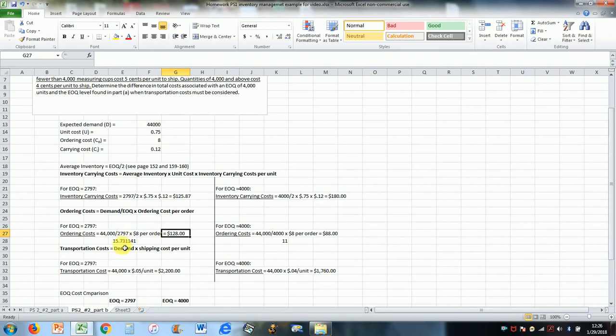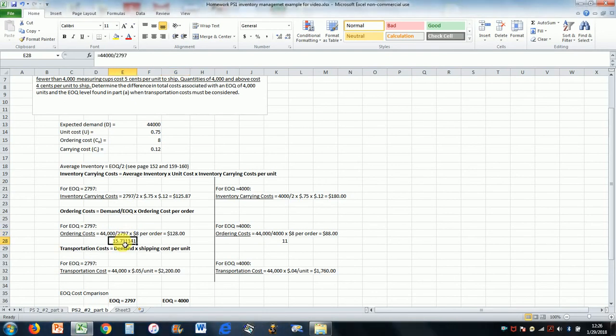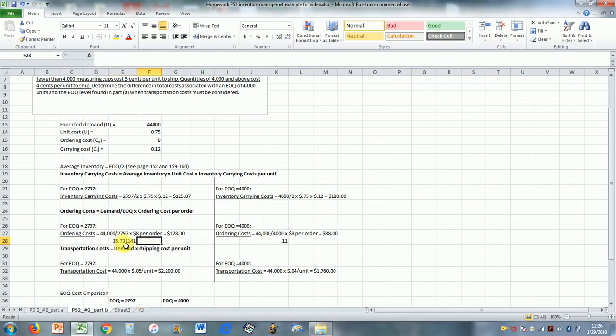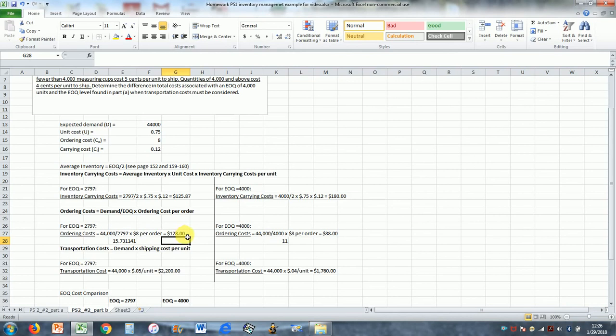And I kind of did that calculation, even though it's not right here. I just basically divided this into this, and it's 15.7 days, just round it down. All right? So I take this 15.7 days, I multiply it by 8, which is the unit cost per order, or excuse me, the ordering cost per order, and that equals $128.